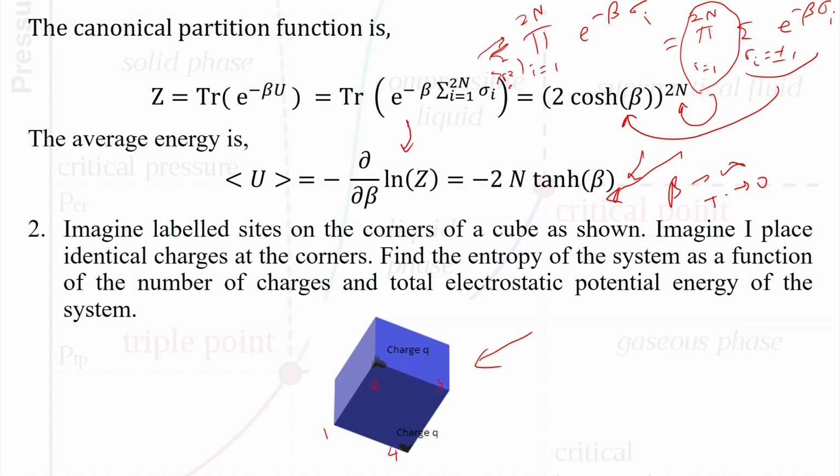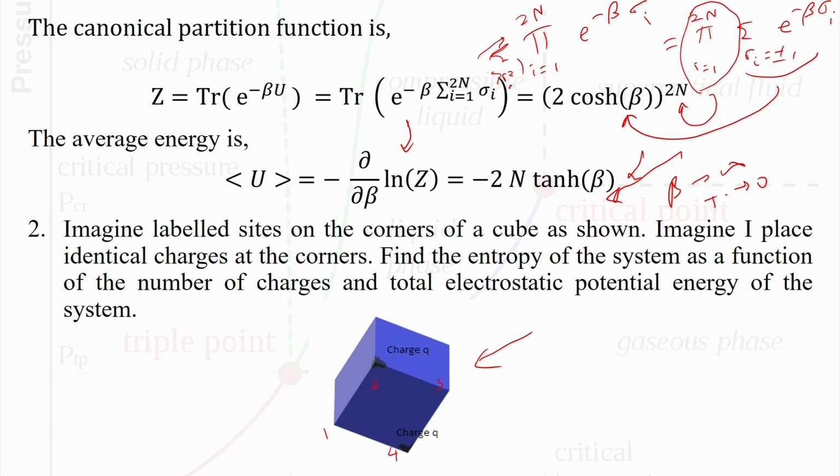So, if I have say 2 charges, the energy of the system is by definition the electrostatic potential energy of the system. The charges repel each other and they have an electrostatic repulsion, and that is going to be the energy of the system. So I am going to ask, as a function of the energy of the system and the number of charges: if I tell you the energy and the number of charges, I want to know how many ways there are of distributing these charges at these corners in such a way that the energy is that particular value.